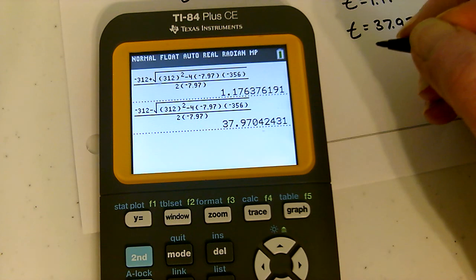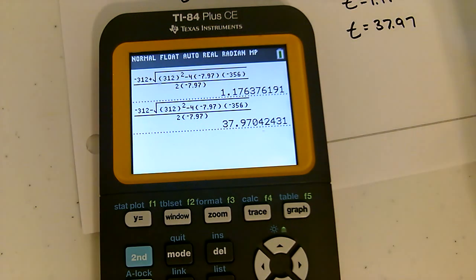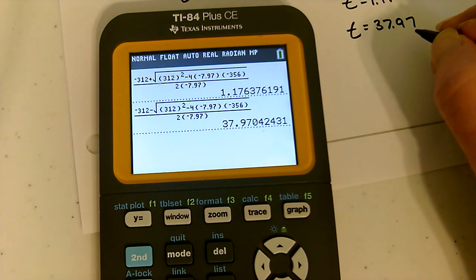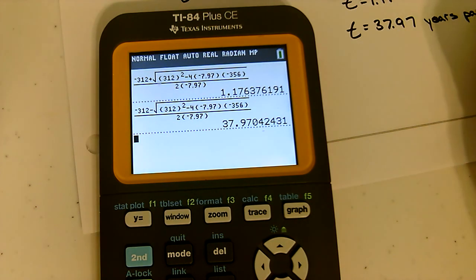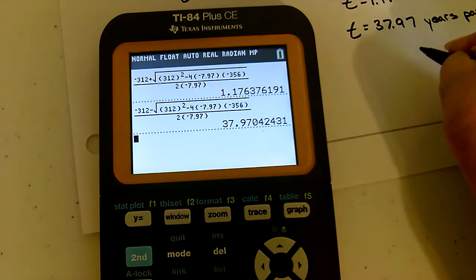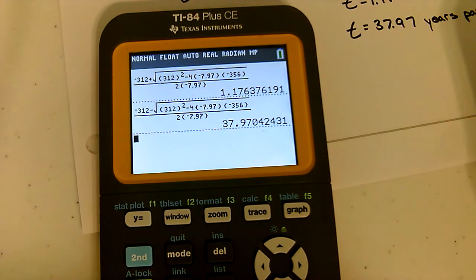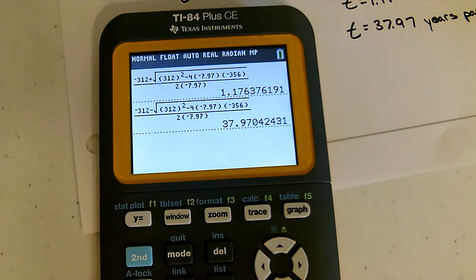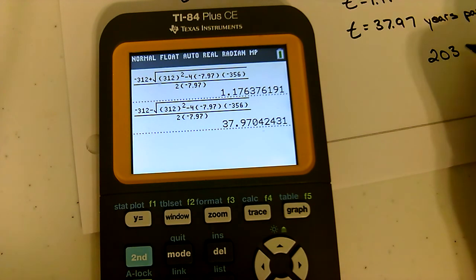So the trust fund balance is projected to reach 0, and that's 37.97 years past 2000. So that's really what year, oh, it's not the years past 2000, wasn't it? Okay, yeah, so that would be the year 2038.